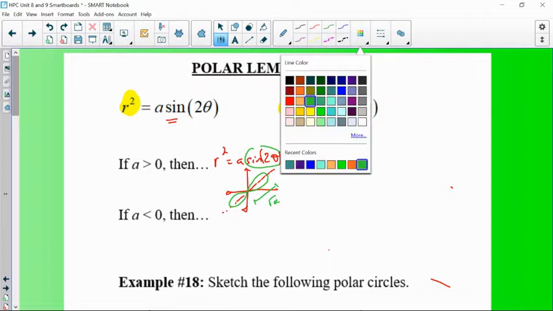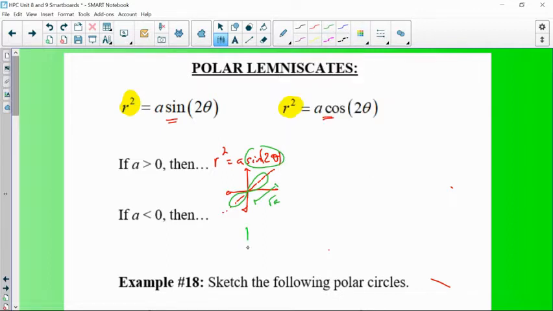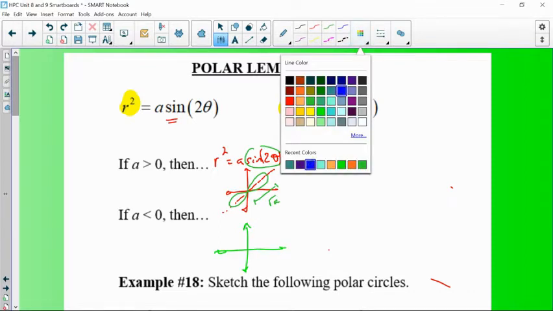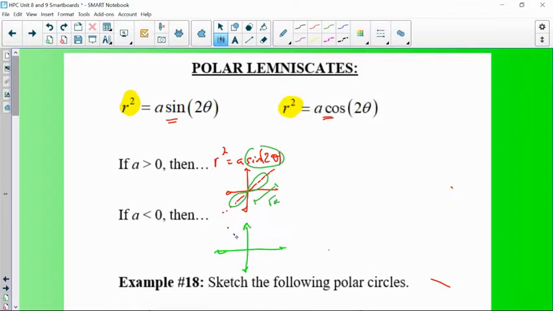So if a is negative, I thought I picked a different color. That's okay. If a is negative, then you get the 2 petals that would have been on this particular 45-degree angle. So, and notice I'm not really drawing like a function, because it's not a function. It's just these 2 petals. And again, the petal length is equal to the square root of a, and then the same thing down there.